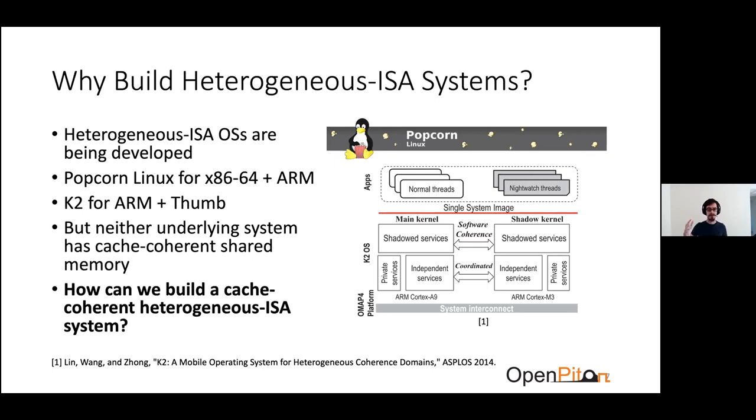But in neither of these two OS examples did they actually have an underlying system that had cache coherent shared memory, right? And so the question that we had was, can we actually build something where we do provide cache coherent shared memory to a heterogeneous ISA system? And could we do it in a way that would give us reasonable performance and beat out these examples where you didn't have any underlying hardware supported coherence?